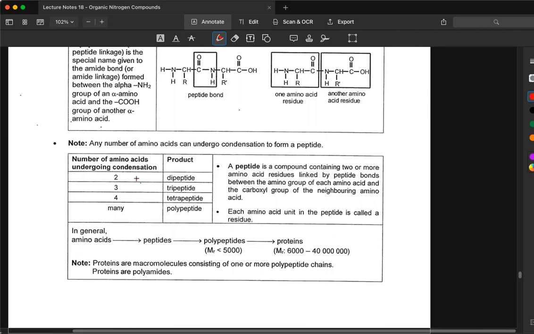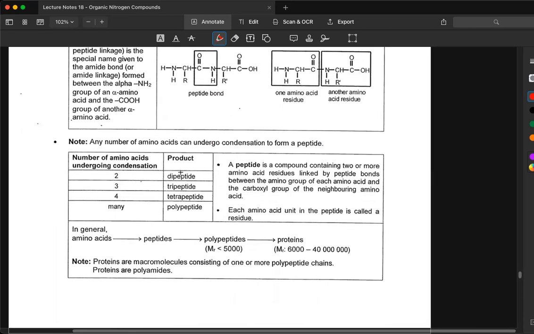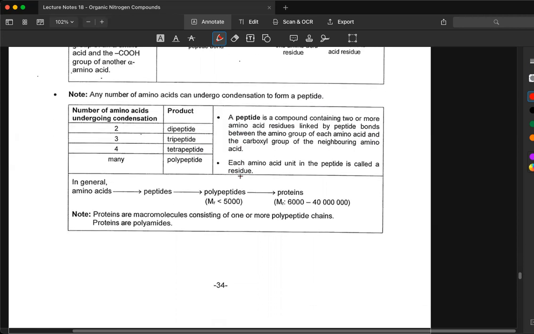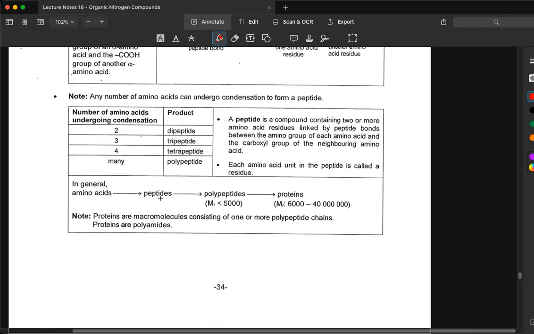So if 2 amino acids undergo condensation, dipeptide, 3 tripeptide, 4 tetrapeptide, many just polypeptide. So a peptide is a compound containing 2 or more amino acid residues linked by peptide bonds between the amino group of each amino acid and the carboxyl group of the neighboring amino acid. So in general, amino acids form peptides, peptides form polypeptides and proteins. So they are macromolecules. So proteins are basically polyamides.